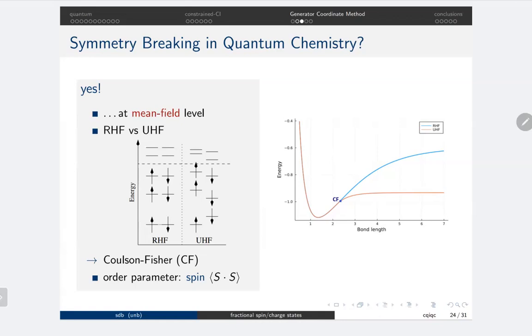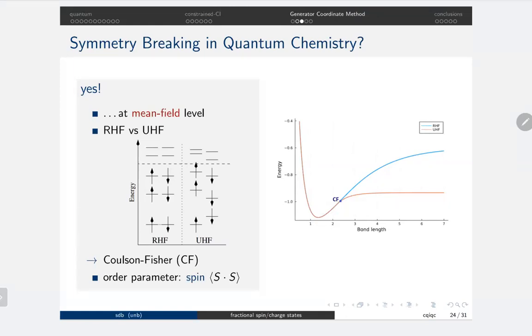We see that if we use restricted Hartree-Fock versus unrestricted Hartree-Fock. What is the difference between restricted and unrestricted Hartree-Fock? Well, the difference is just the spin degree of freedom. In restricted Hartree-Fock, we require our spin ups and spin downs to have the same description, the same molecular orbitals. Whereas in unrestricted Hartree-Fock, we don't impose that, so they can live their own lives. Basically, what happens there is you break the spin symmetry. Now, what happens if you allow for spin breaking?